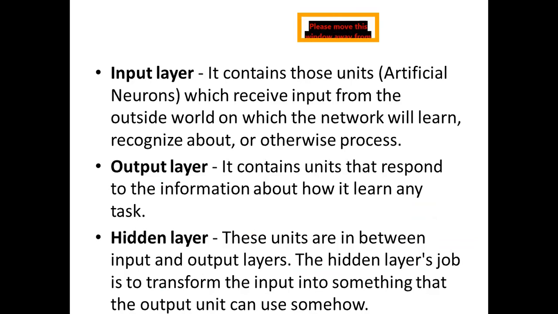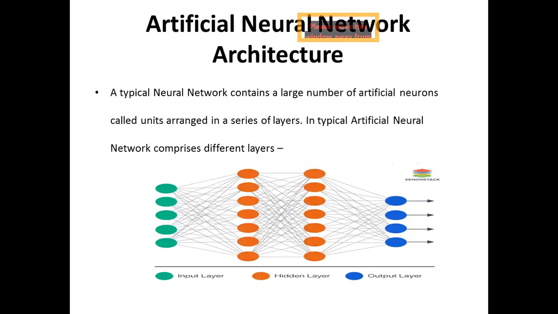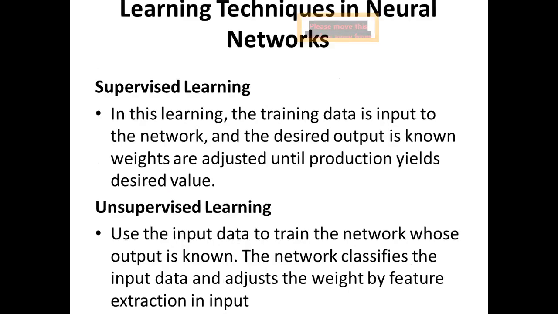Now, you know that the input layer contains those units which receive the input from the real world, which the network will learn, recognize, or otherwise process. The output layer contains units that respond to the information about how it learned the task, whatever the task may be. And what is the hidden layer? In between the input and output layers, we have the hidden layer. These units are in between the input and output layers. The hidden layer's job is to transform the input into something that the output unit can use. And these are all three types of layers in your artificial neural network architecture.